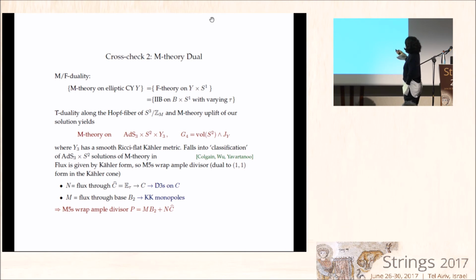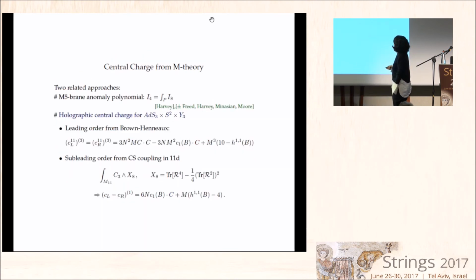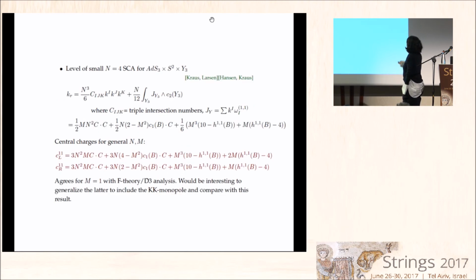So in fact, the M5 branes that we're considering here are wrapping an ample divisor, M times the section, B2, plus N times a combination of the elliptic fibers. Okay, so we can calculate in this setup the central charges either using the M5 brane anomaly polynomial integrated over this divisor P, like in these papers here, or use the holographic central charges in AdS3 times S2 times Calabi-Yau 3-fold. And so let me just tell you what the result is.